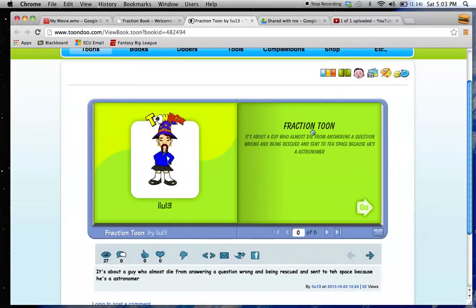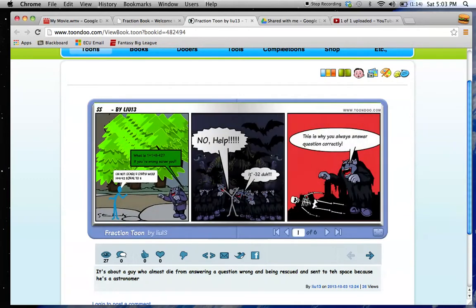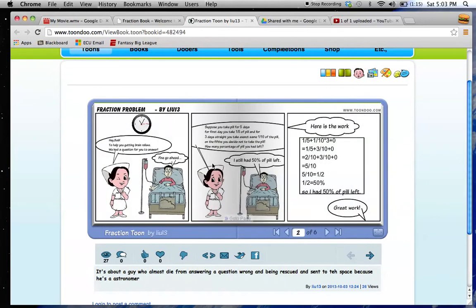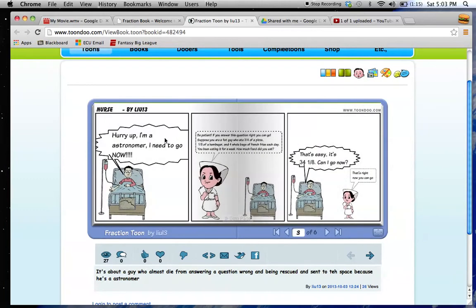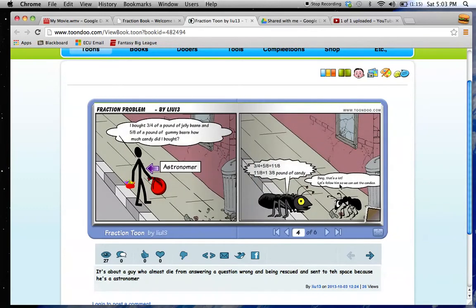So we've got this fraction book here, and it describes what the book's about. It goes through, talks about the math, describes it. It's got the fraction problems here, how to solve them, and threw in some percents. You can flip through here. This is a 6-page book.